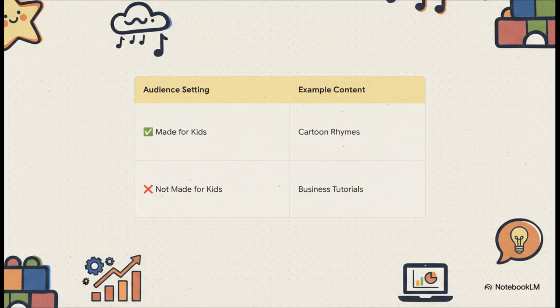Now, this one is huge. Because of a law called COPPA, you have to tell YouTube if your video is made for kids, and the difference is critical. As you can see, something like cartoon rhymes is a clear yes, while a business tutorial is a clear no. Getting this wrong can cause some serious problems for your channel, so always be sure.